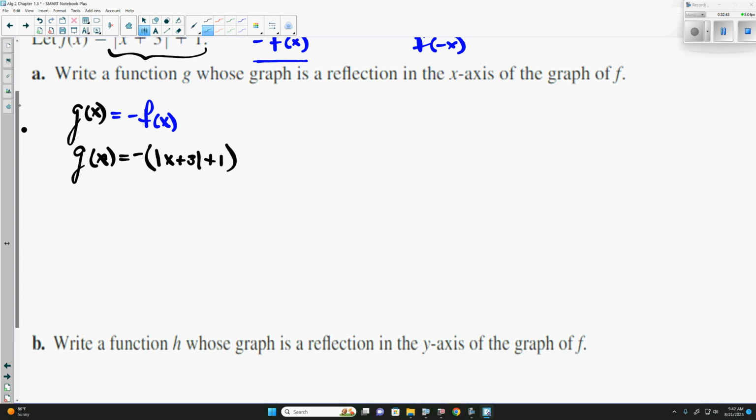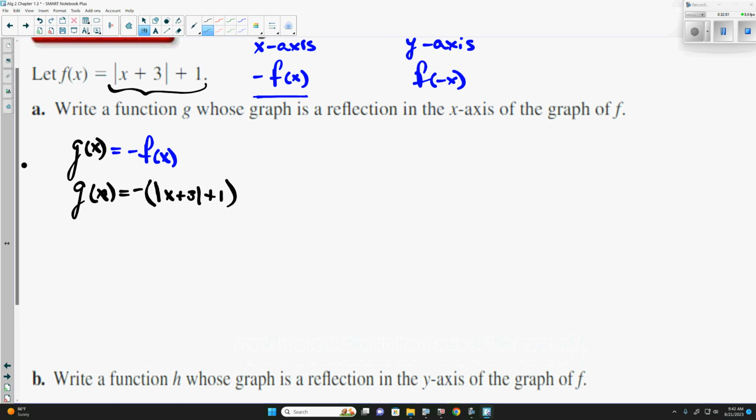The absolute value. Yeah, so we have the absolute values. Because we have the absolute value of x plus 3 plus 1.